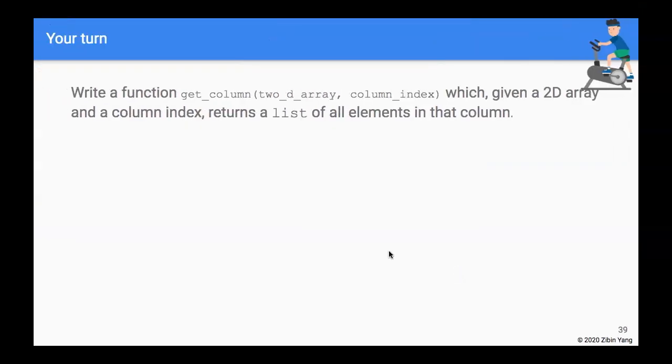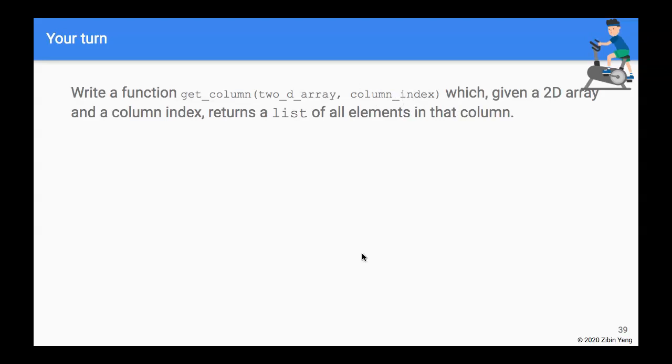So one more exercise, and this could be a little more interesting. Let's write a function called getColumns, and it takes 2 parameters. One is a 2D array, another one is a column index, and it will return a list or an array, a 1D list of all the elements in that column. Right? So pause the video and please give this a try.